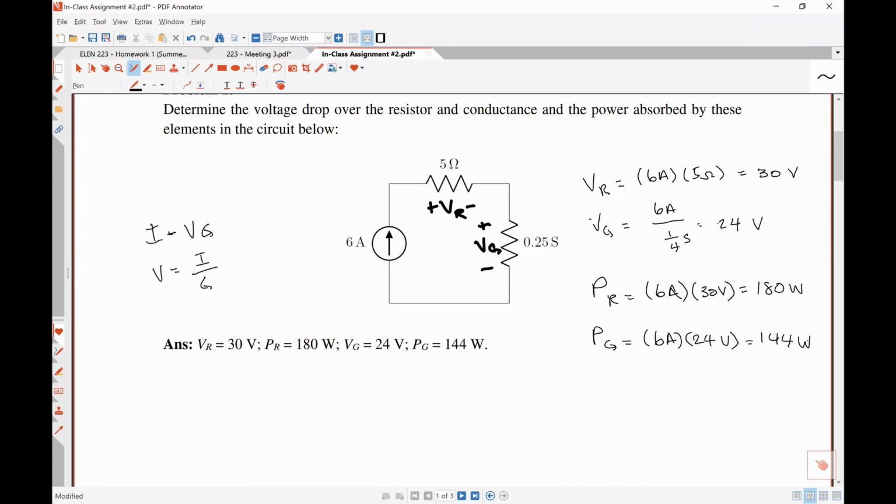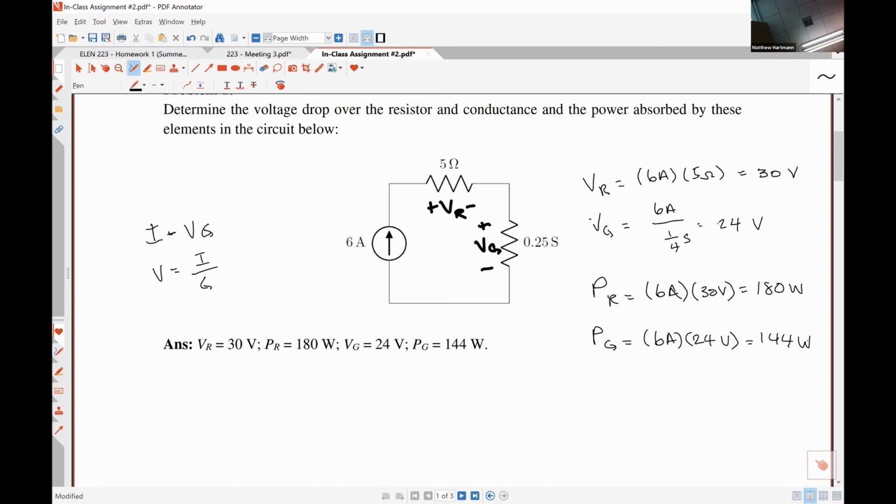You mentioned this in a lecture. You could have also flipped or inverted the conductance value. Right, so 1/4 of a Siemens is the same as 4 ohms, and I could have used that too. Yep, you're absolutely correct. 6 amps times 4 ohms would have still given me 24 volts, and then 6 times 24 volts would still give me 144 watts. So yeah, I could have converted that conductance into a resistance and then gone that route as well, and everything would have still worked out perfectly.